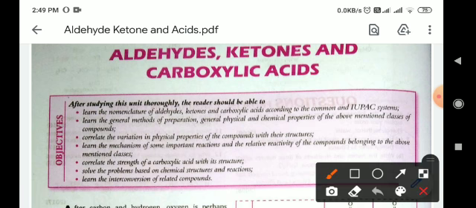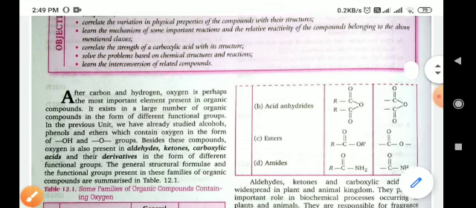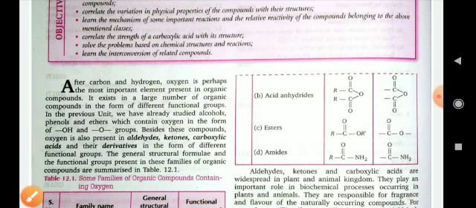And the third one is carboxylic acid. In this carbonyl group, if at one valency there is an alkyl group and at the other valency there is an OH group, then it is known as a carboxylic acid. So these are the basic functional groups for aldehydes, ketones and carboxylic acids.